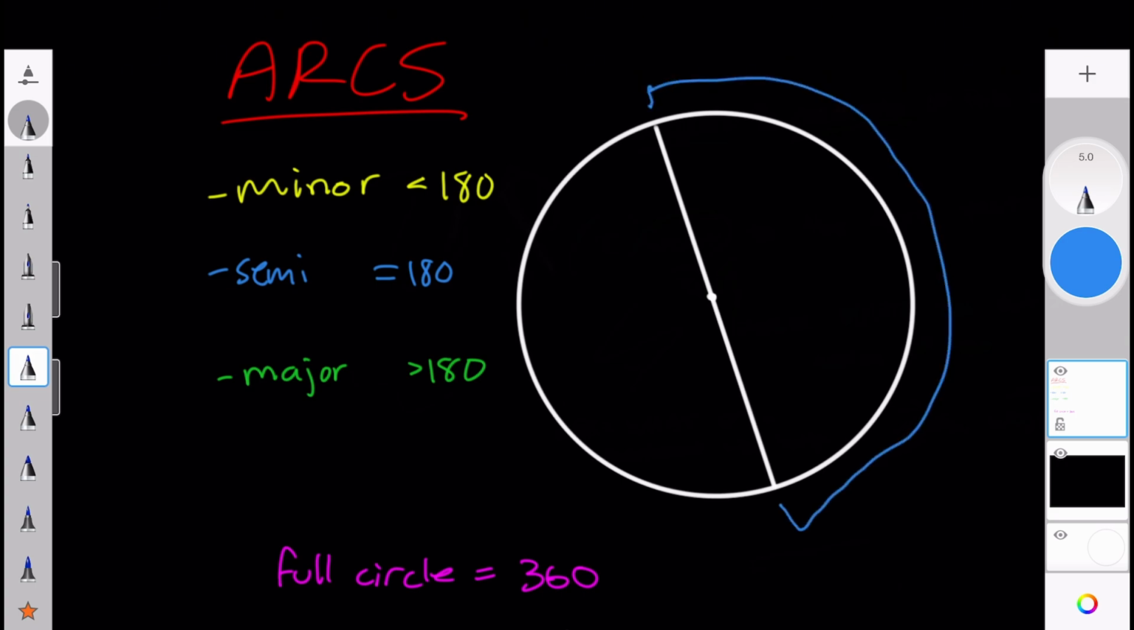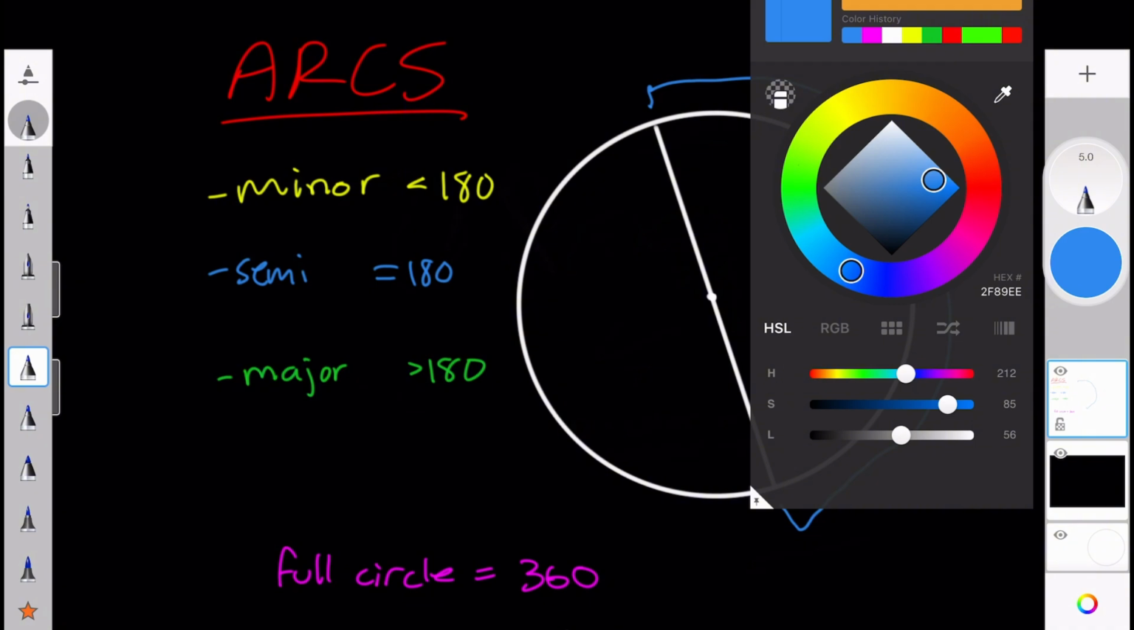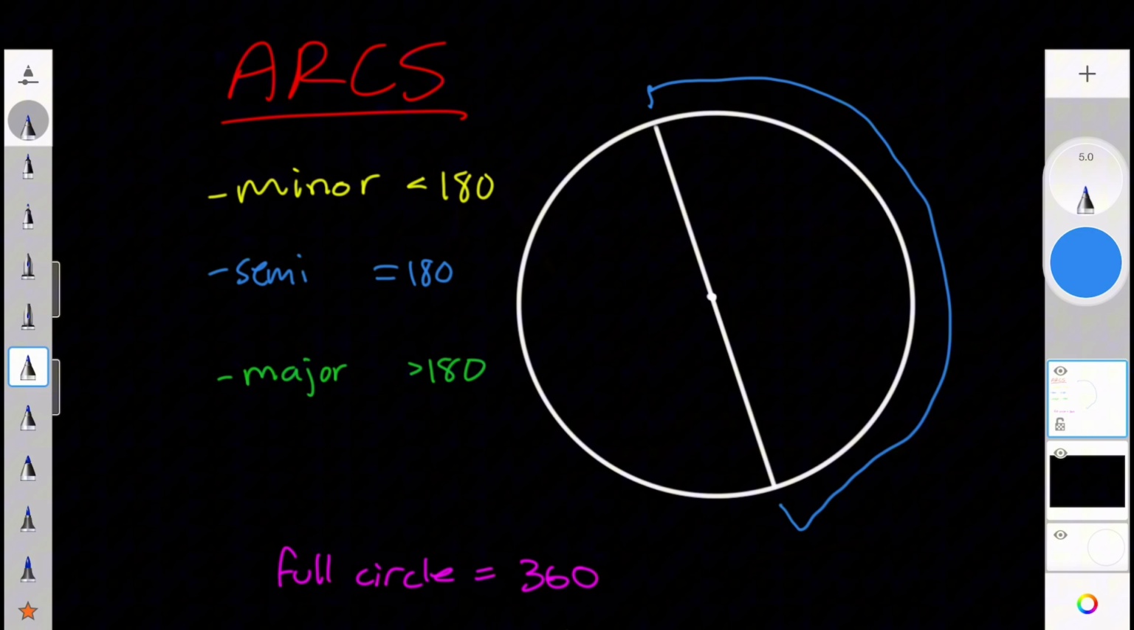Basically an arc is the curved section on the circle's circumference. Right there, that blue one is semi because it is 180, half the circle, and semi can only be one, so that's the only example. If you see that, it's a semi.